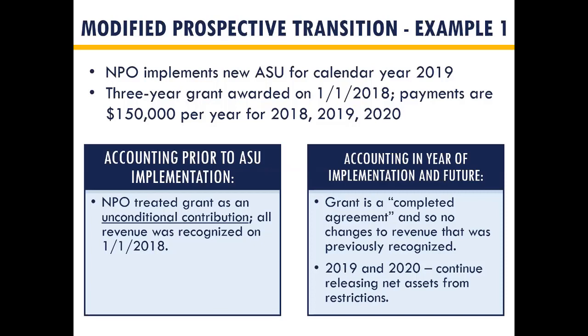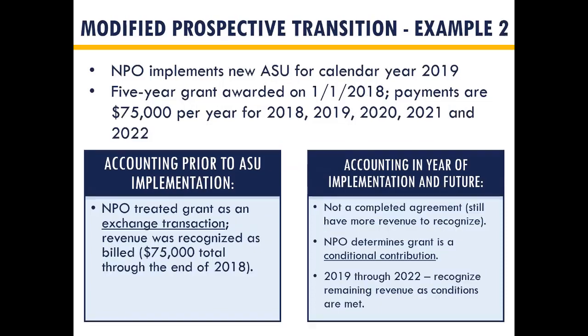And so no changes will be made to that revenue that was previously recognized. In 2019 and 2020, you will continue releasing those net assets from their restrictions. Our next example here, similarly, the nonprofit's implementing that for calendar year 19. In this instance, it's a 5-year grant that was awarded in 18, and payments are $75,000 per year.